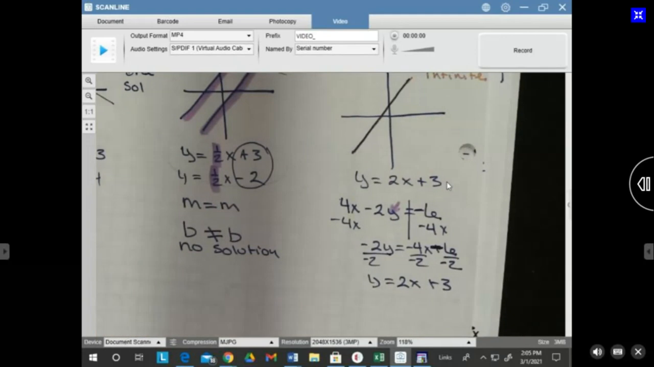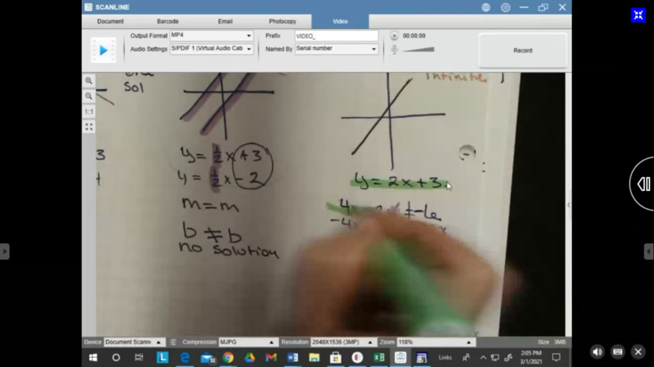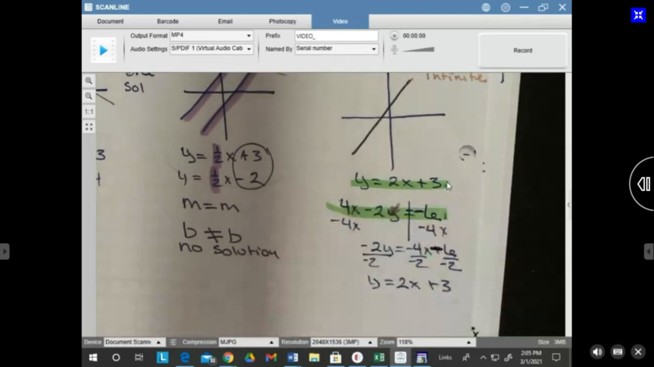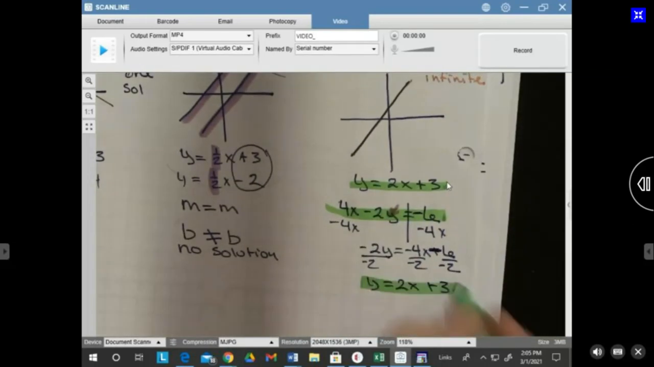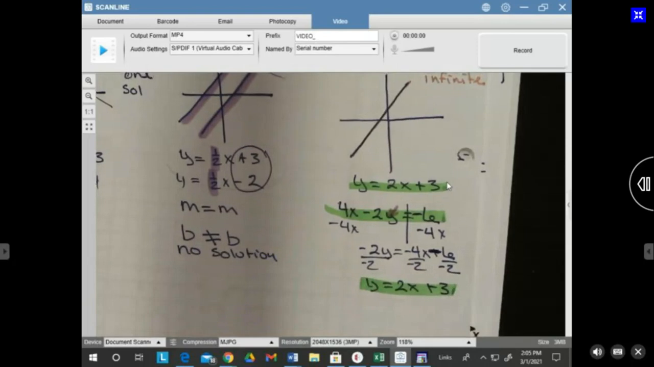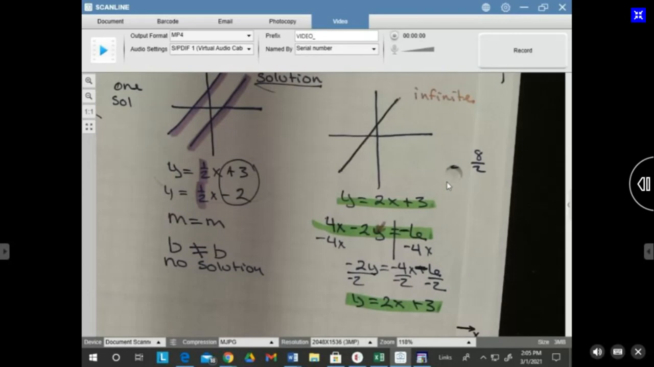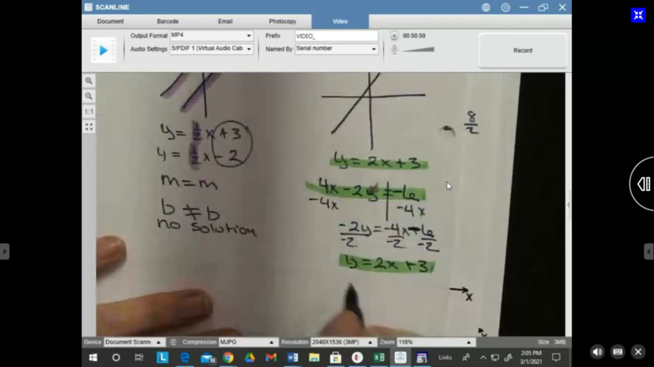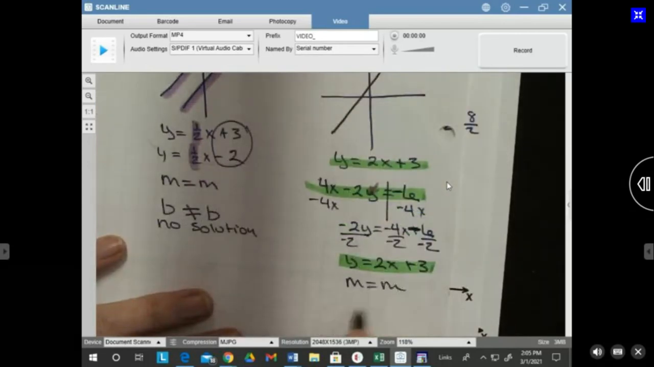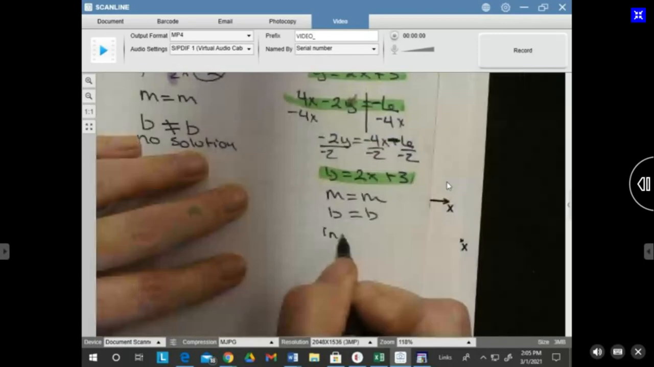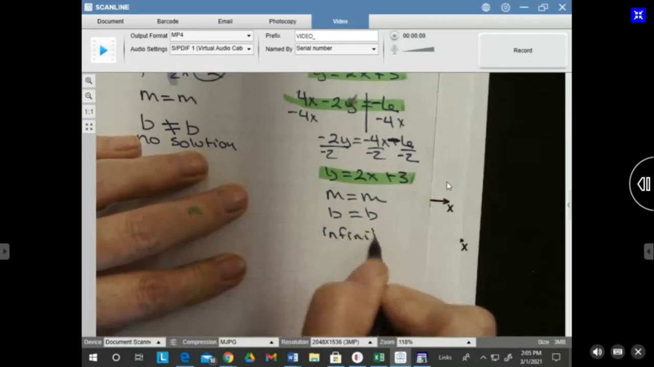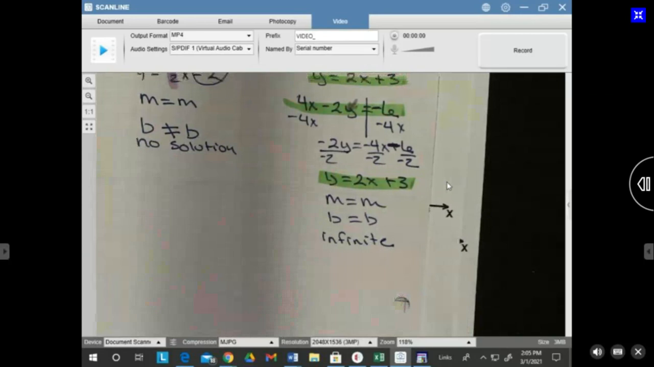So even though to start with, these two equations looked different, they ended up being the same thing, right? So that's how you end up with infinite. Not only does m equal m, but b also equals b. And that tells you you have an infinite number of solutions.